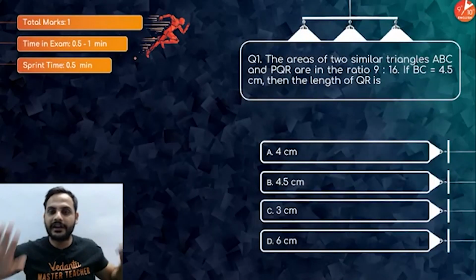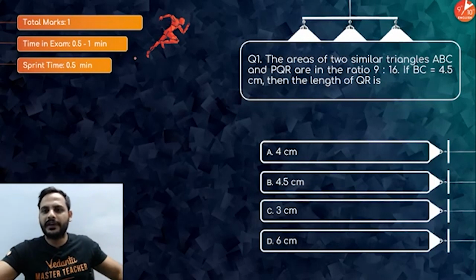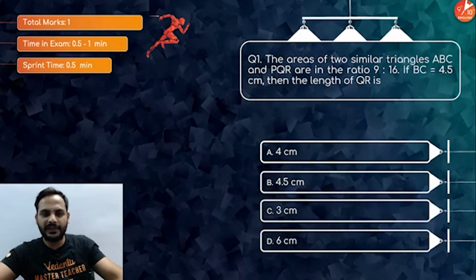All right, so let's start with the questions, guys. First question: the areas of two similar triangles ABC and PQR are in the ratio 9 is to 16. If BC is 4.5 centimeter, what is the length of QR? So triangle ABC, it is given to us, guys.